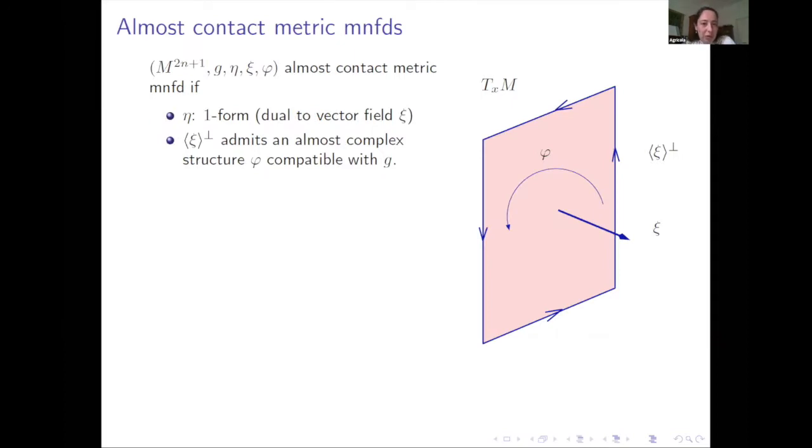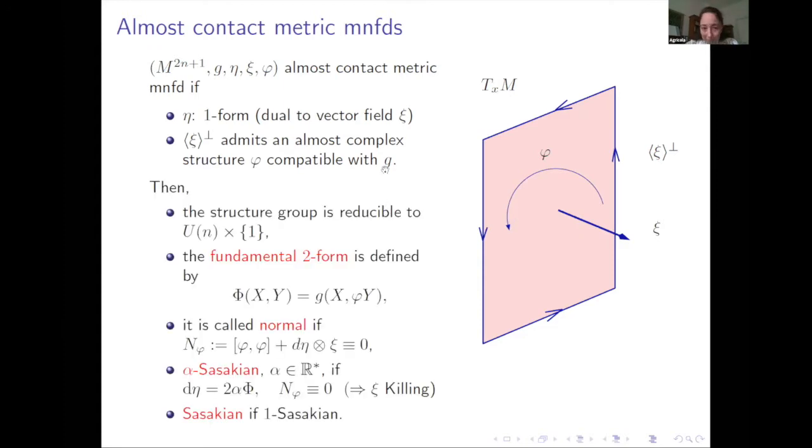So let's start with an odd dimensional almost contact metric manifold. In particular, that means that on the tangent bundle, we have a preferred direction. We have the Reeb vector field. Eta is the one-form dual to it. And on the orthogonal complement of the Reeb vector field, we have an almost complex structure phi, which is compatible with g in the usual way. Then it is known the structure group is reducible to U(n) times the identity. You can define a fundamental form, which is basically the fundamental form of the almost complex structure phi here. Okay, and it's zero by definition on the vector field.